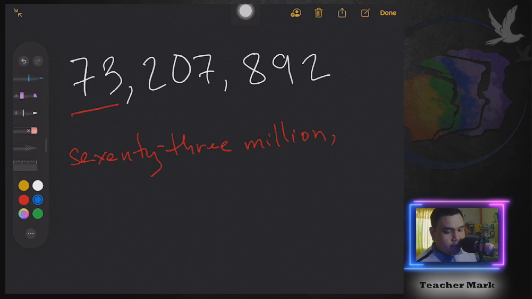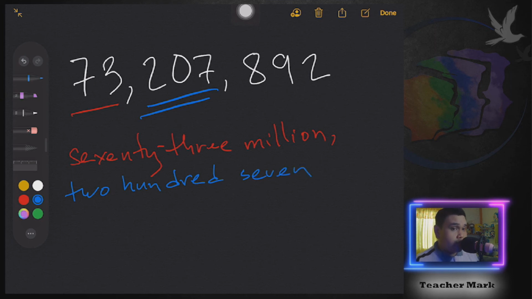Then what? Then this value over here, which is 207. 207 what? Since it belongs to what family? It belongs to the thousands family. So that's 207,000.